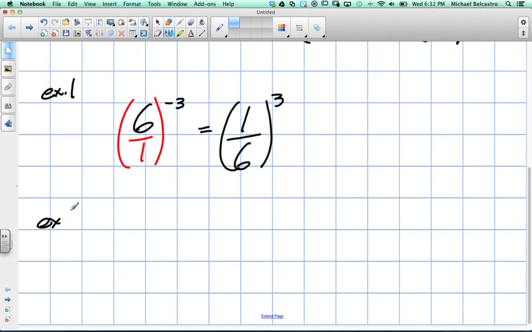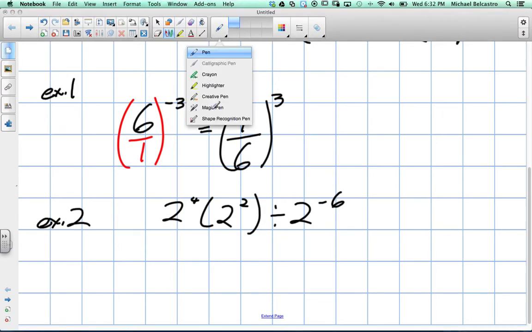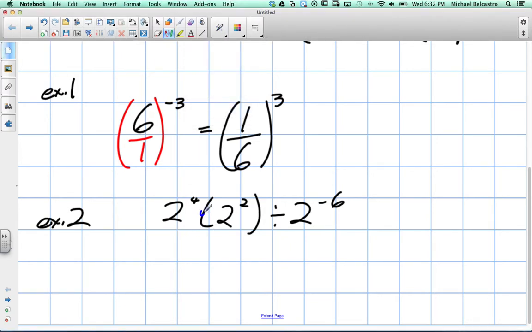Let's go into another one where we have to do a little simplification. Let's say we have something like 2 to the power of 4 times 2 to the power of 2 divided by 2 to the power of -6. In this one, it'll be easiest if we just go through our exponent laws and fix this at the very end. According to BEDMAS, we have multiplication and division, so we just go from left to right.